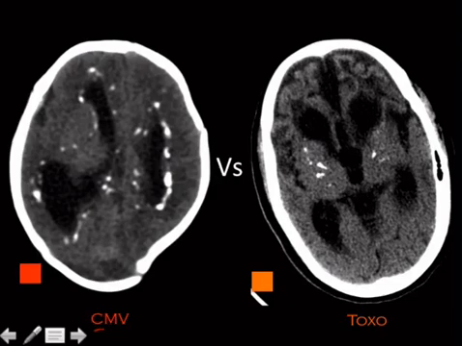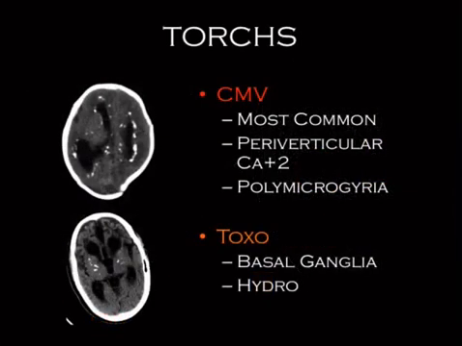Toxo is in the basal ganglia. Basal ganglia sometimes, I think, maybe looks like an O. And also you may say that a dilated ventricle could look like a circle as well, would be a way to remember that. So CMV, more common, periventricular. It's strongly associated with polymicrogyria, or the most strongly associated with, relative to some of the other TORCHes, and basal ganglia, calcifications, and hydro for toxo.